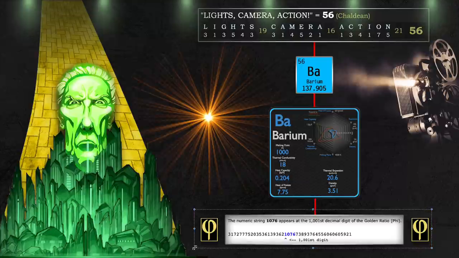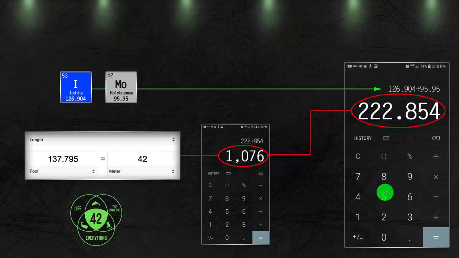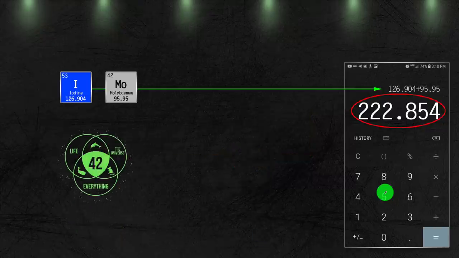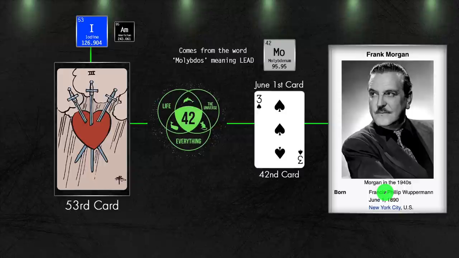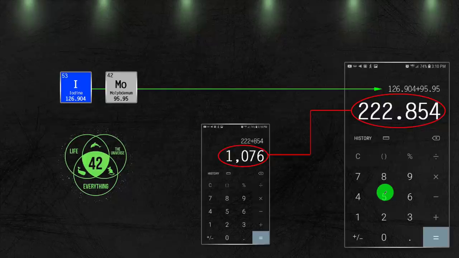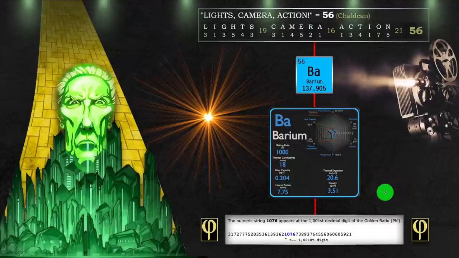Going into the golden ratio. Why the golden ratio? Because the golden ratio is tied to the sun. Lights, camera, action. It's the projector. And here it was. Where's that 1,076? Why that 1,076? Well, it's tied to right here, the birth card of the guy that played The Wizard of Oz. That's where we started it, and we got the 1,076. Well, I looked up that 1,076 in the gold string of the golden ratio, and look at where it's found. At the 1,001st decimal digit. That's where it starts. So what's before that? 1,000.